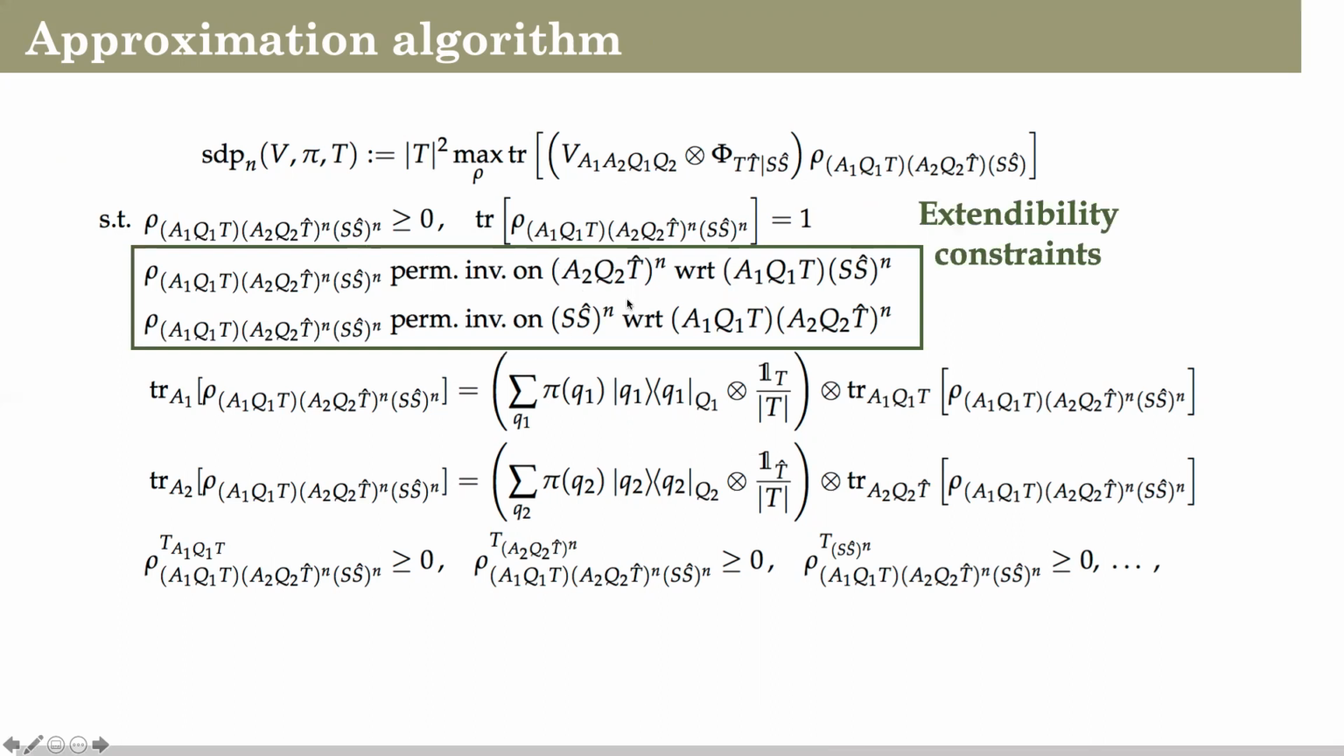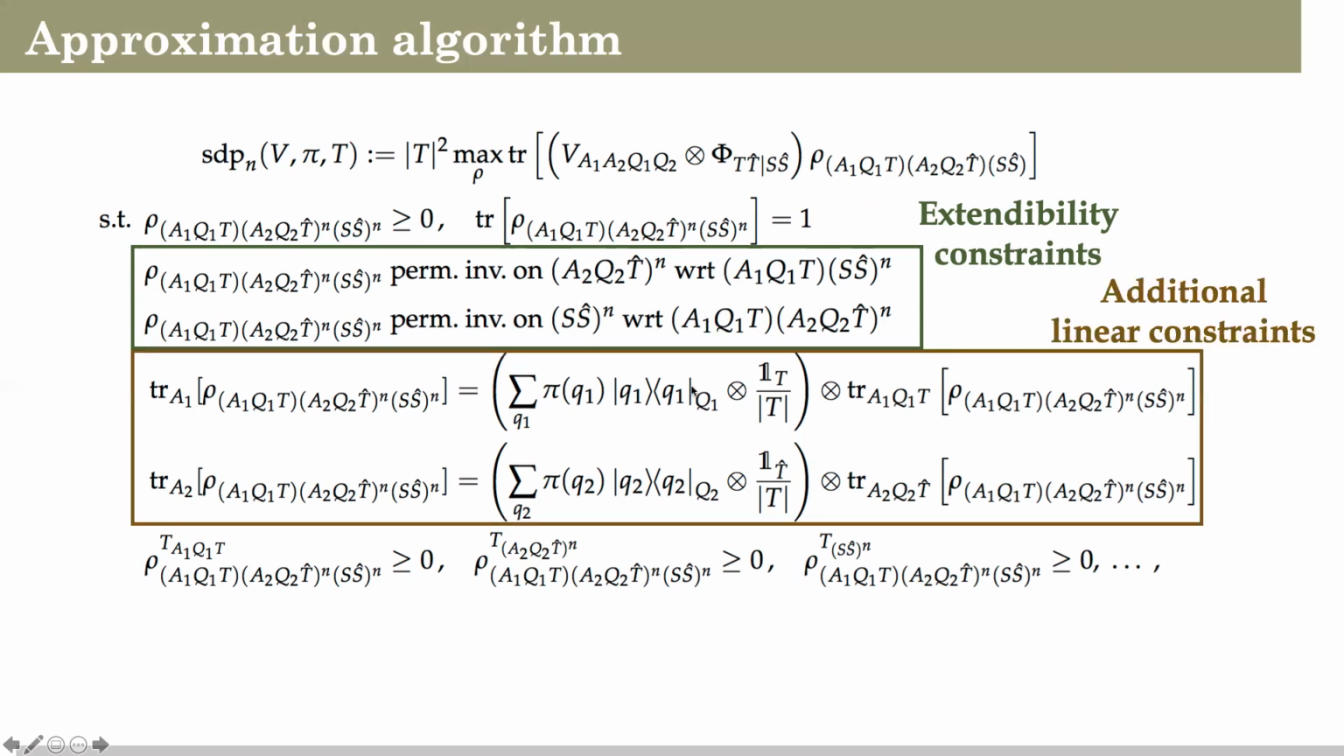These two lines describe the extendability constraints coming from the DPS hierarchy. Because this rho is n-extendable, they must satisfy permutation invariance. This is now a tripartite state. So now we have two different permutation invariant constraints, and these are these two.